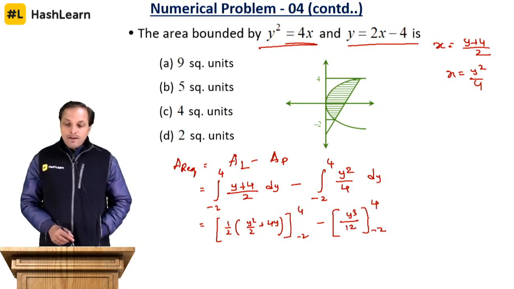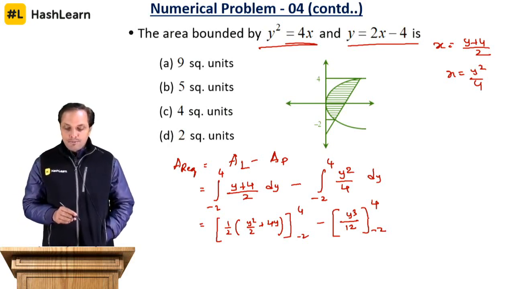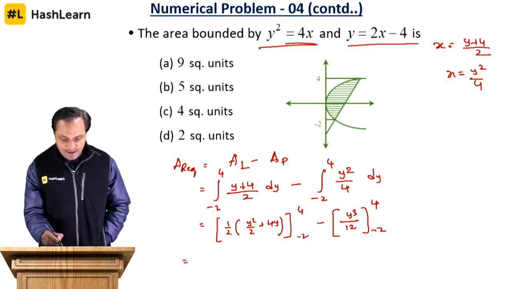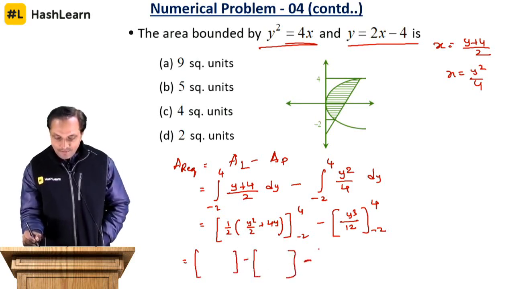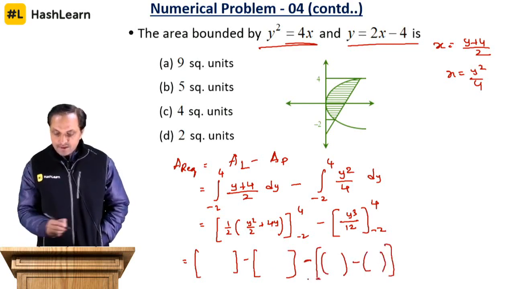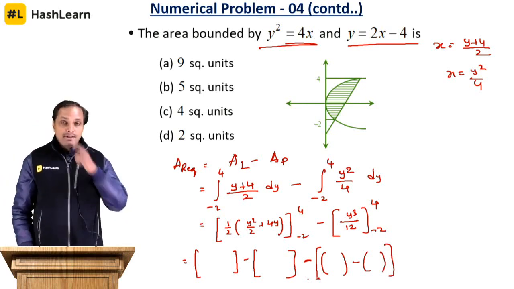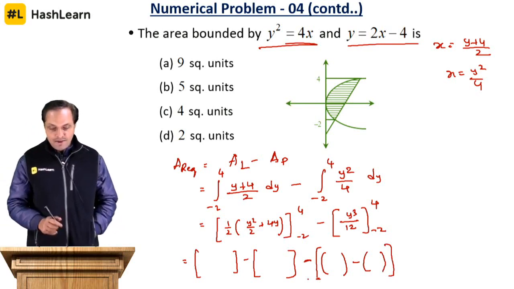Now you need to be very careful, you have to put upper limit minus lower limit. So this is the space for putting the upper limit, minus the space for putting the lower limit, and again minus the space for putting the upper limit and minus the space for putting the lower limit. Please draw the brackets so that you will not miss the plus sign and minus sign.